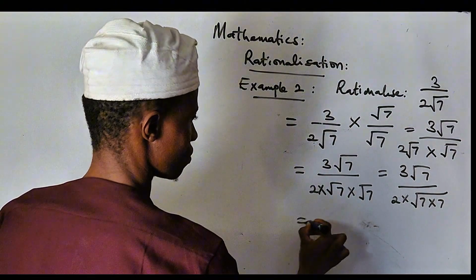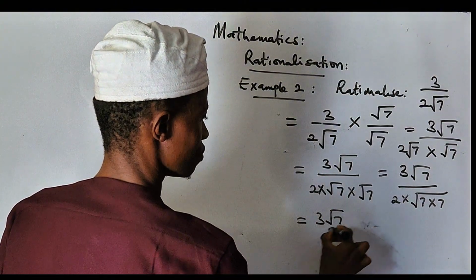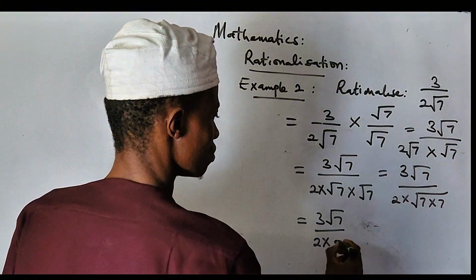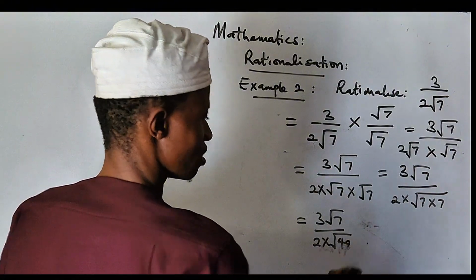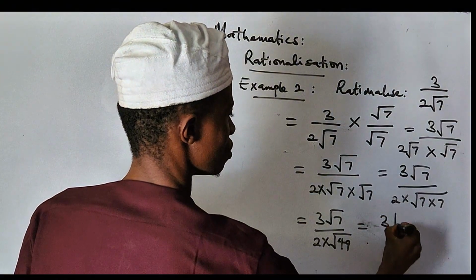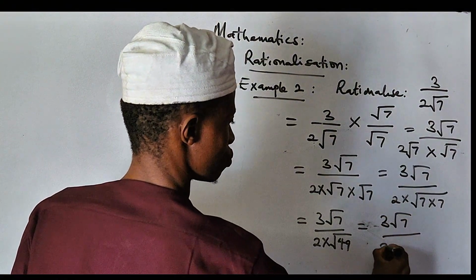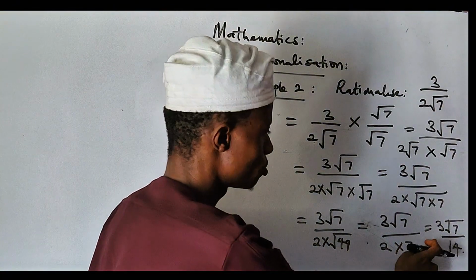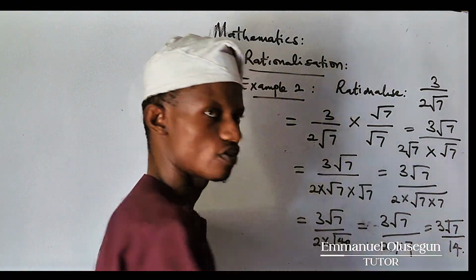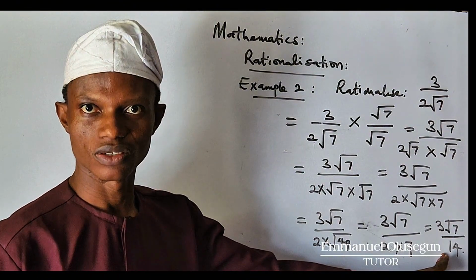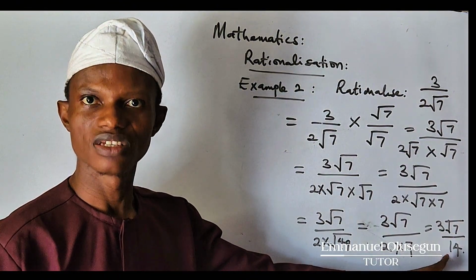Okay, so I have 3 root 7 over 2 times root 49. And the square root of 49 is 7. So I have 3 root 7 over 2 times 7. So my final answer will be 3 root 7 over 14. Now if you look at this, 14 is at the denominator. The surd has been successfully eliminated.